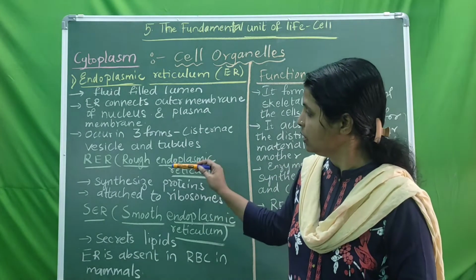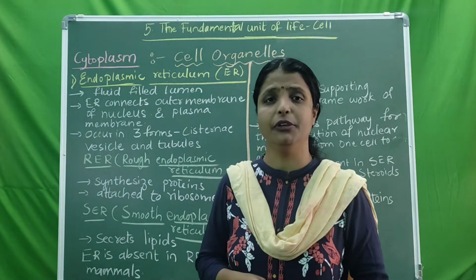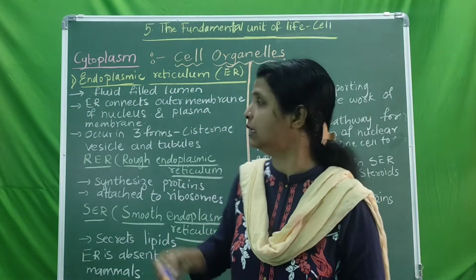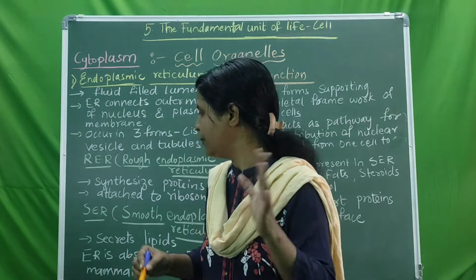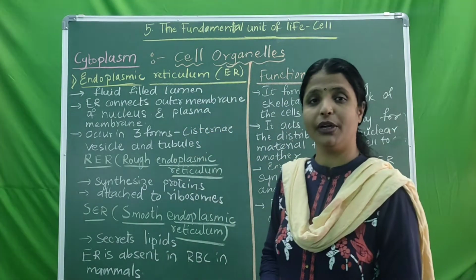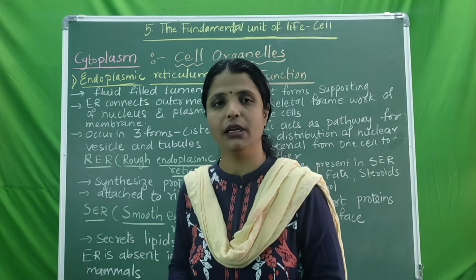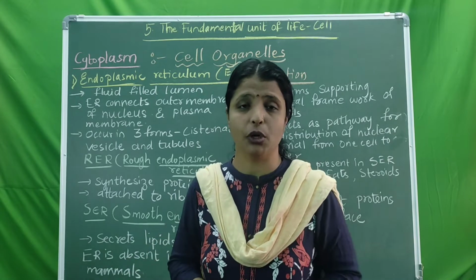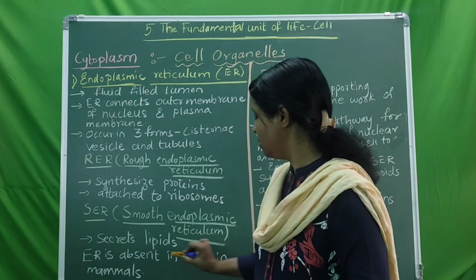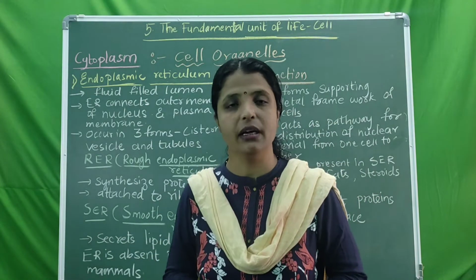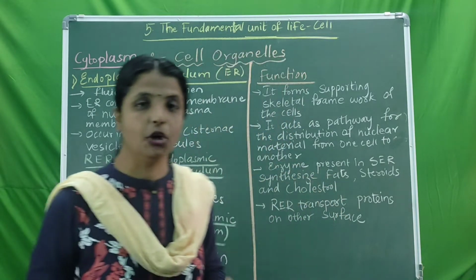Now this is very important, and most of the time the question is asked in the examination also. It might be related to the 9th or even the 10th standard. RER and SER functions are usually asked in the examination. So keep in mind. One more thing about endoplasmic reticulum is that it is absent in RBC in mammals. You know very well who mammals are. We human beings also belong to mammals. So endoplasmic reticulum is absent in RBC, that is red blood cells. So it is absent in the RBCs, usually in all the mammals.